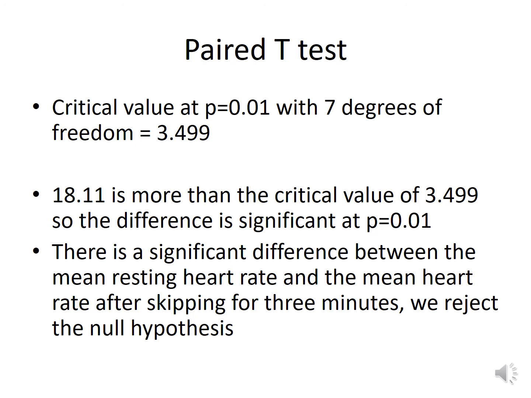Okay, so what we're saying is because our value is greater than the critical value, we are rejecting the null hypothesis. Now, the null hypothesis said there was no difference between your resting heart rate and your exercise heart rate. What we're saying is there is a difference. So there is a significant difference between the mean resting heart rate and the mean heart rate after skipping. So we're going to reject the null hypothesis. Okay, hopefully all that makes sense.